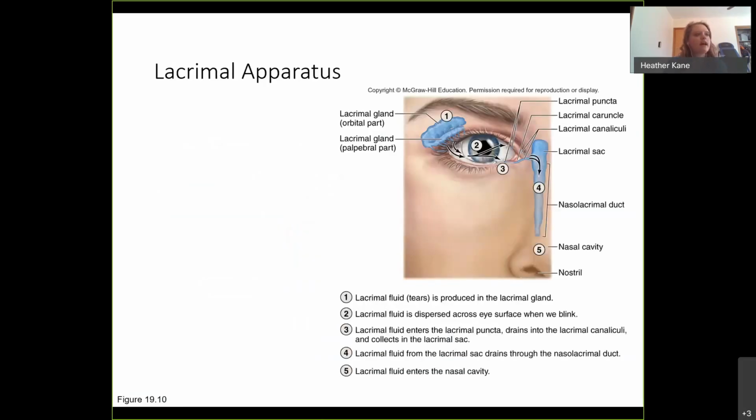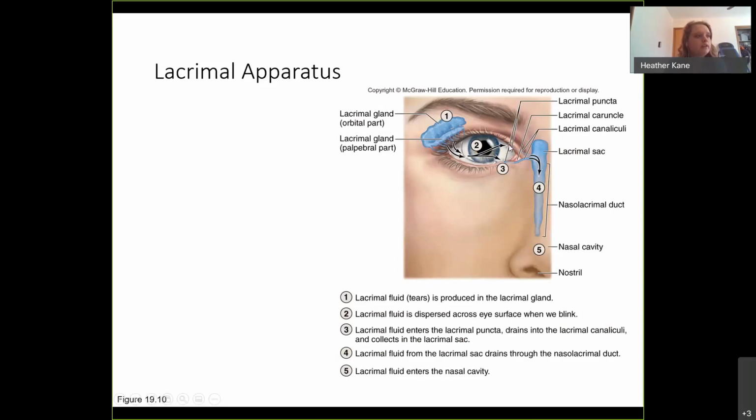So this is your lacrimal apparatus. Remember, lacrimal refers to tears. The apparatus is basically how your tears work. We have this lacrimal gland, which actually produces the tears. So this is where those tears are produced. They are then transported to the actual eye right here. Then our eyelids, both of them, are going to close, and when that happens, those tears are transmitted across the eye.